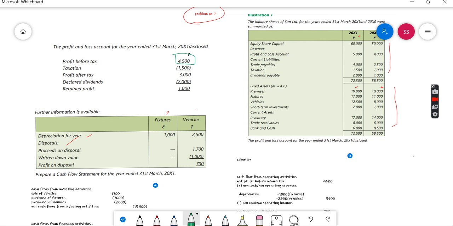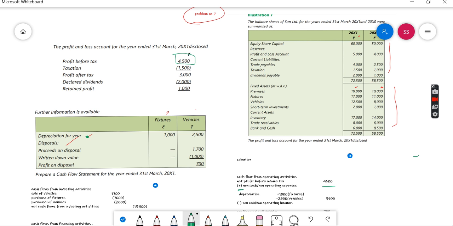So net profit before tax 4500. Then after that we need non-cash and non-operating expenses. We need to add non-cash and non-operating expenses, right? Okay, let's see what all the non-cash and non-operating expenses are here. We cannot find any non-cash and non-operating expenses here. So let's come to here.